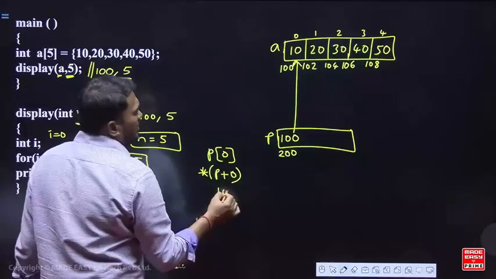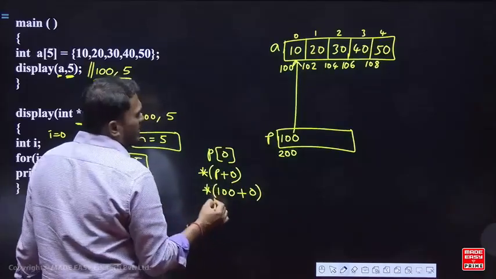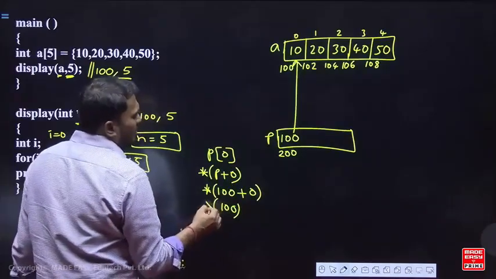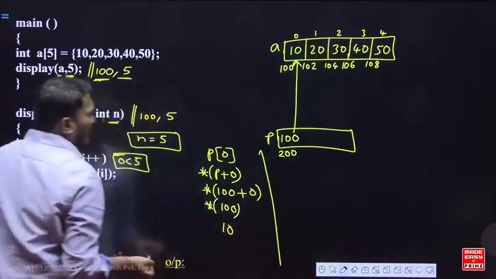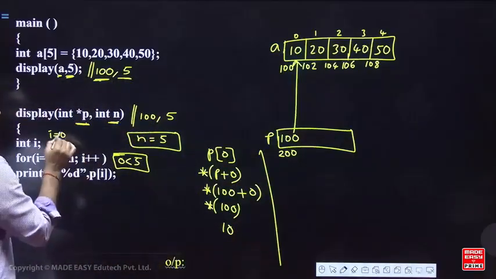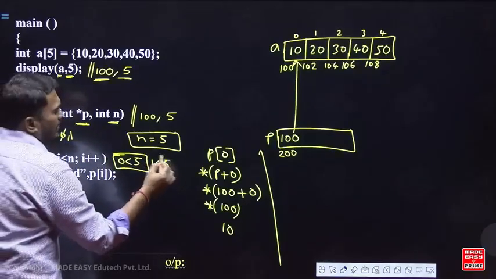The value of p is 100. Tell me what is in p: 100. So 100 plus 0 whole star, which is indirectly star of 100, the value at the location 100. How much is that? 10. Next, i plus plus, so the value of i becomes 1. Again you check the comparison.